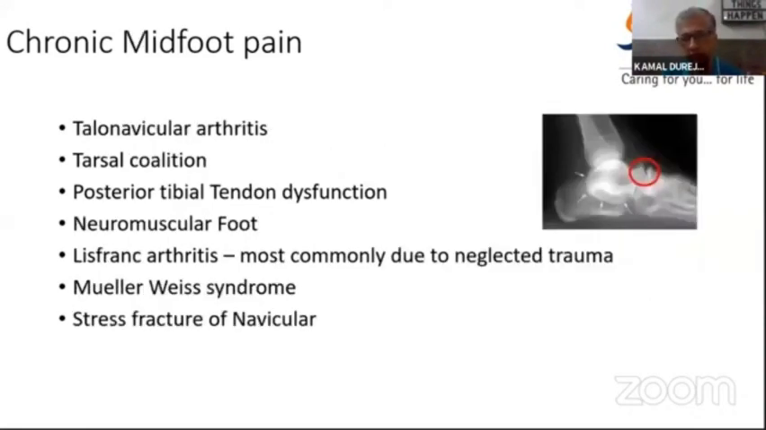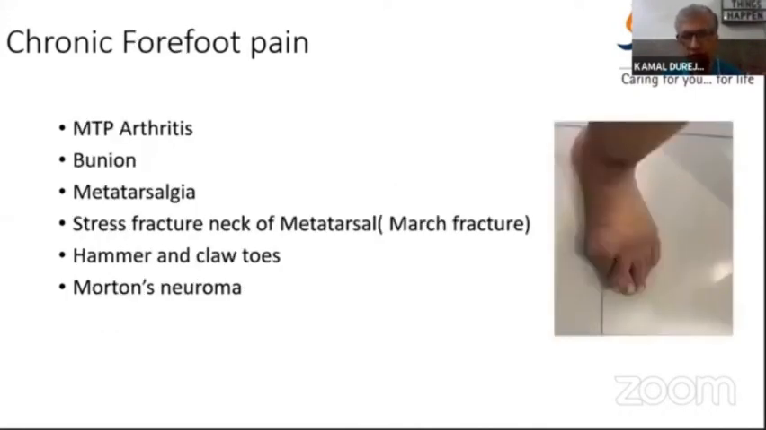Similarly, for chronic midfoot pain, if somebody is pointing to pain in the midfoot region, think of talonavicular arthritis, tarsal coalition, again PTTD, and some kind of neuromuscular foot condition which has been persisting and has now become symptomatic. Lisfranc arthritis means something resulting from a neglected Lisfranc injury, or a stress fracture of the navicular. So these are the conditions for chronic midfoot pain which should strike your mind.